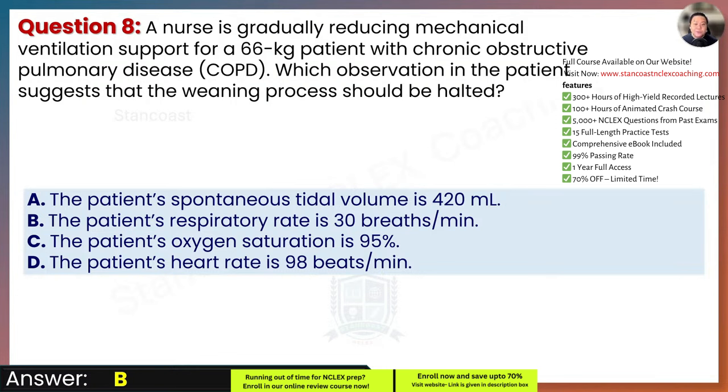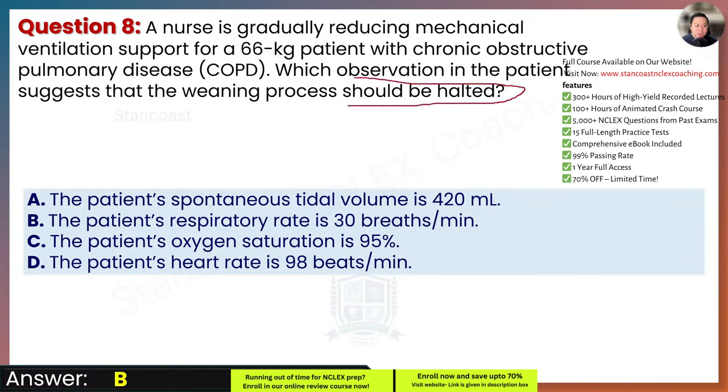Things like rapid breathing, oxygen desaturation, or a dangerously high heart rate, because pushing too hard, too fast can lead to respiratory failure. Now, the goal is to ensure the patient can maintain stable breathing without the ventilator support. And why is B the correct answer here? It stated the patient's respiratory rate is 30 breaths per minute.